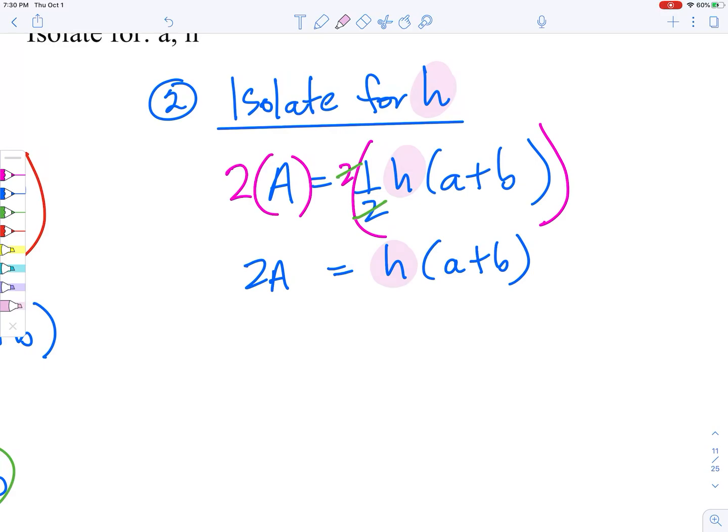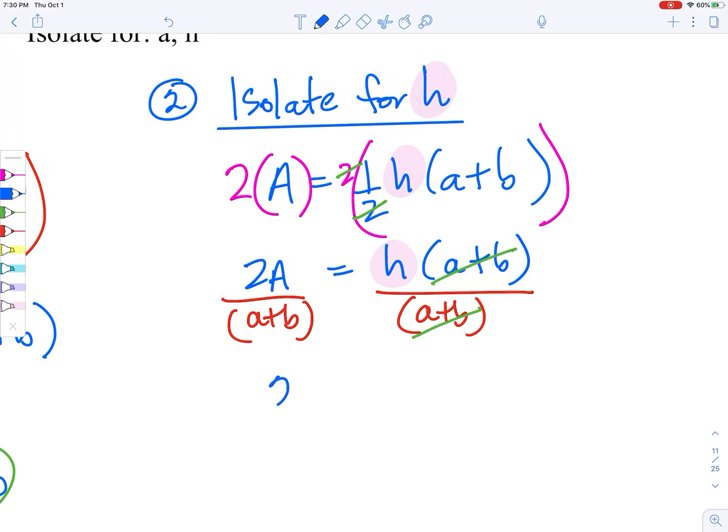Now we're trying to get h by itself. H right now is being multiplied by that bracket. So the way to get h by itself, we're going to divide both sides by that bracket. And when we do that, the a plus b's in the bracket cancel, and we're left with 2A over a plus b equals h.